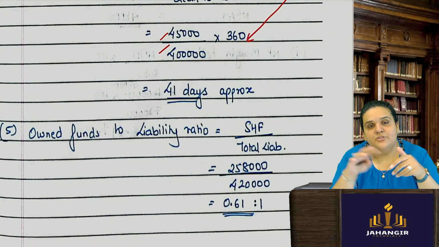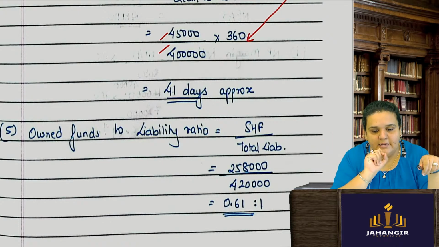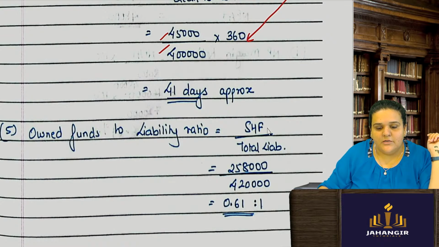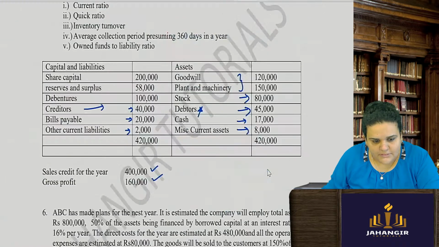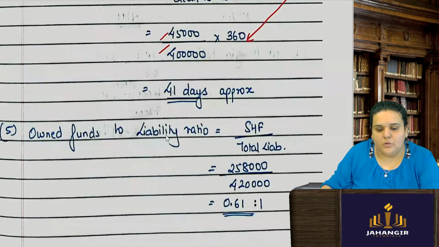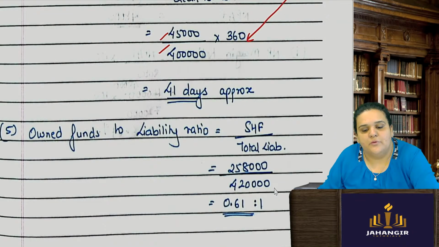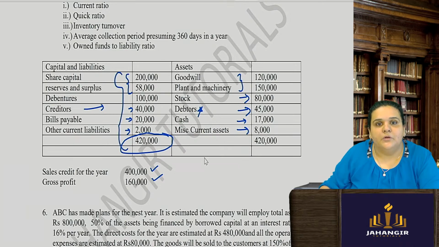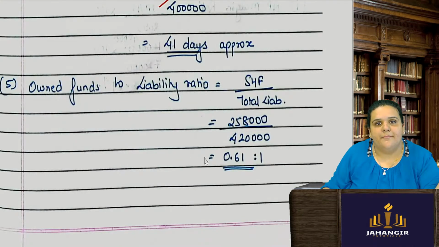Own funds to liability ratio. Now there is no such ratio, but they are telling me own funds to liability. So I have made this. Own funds means shareholders funds upon total liabilities. How much is my shareholders funds? 2 lakh plus 58,000. Divide by total liabilities. 1 lakh plus 40 plus 20 plus 2. So 4 lakh 20,000 will be my total. No, sorry, my total liabilities. Total of the liability side. Own funds upon total liability.